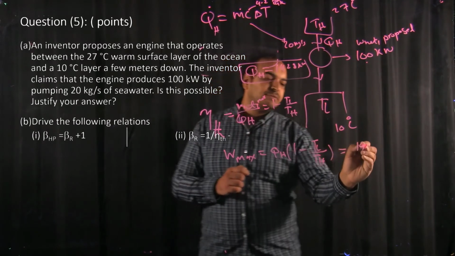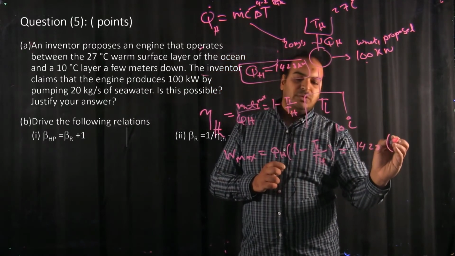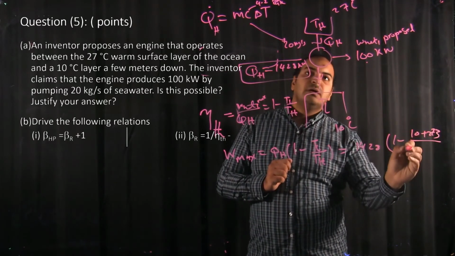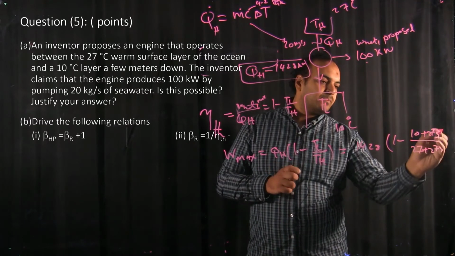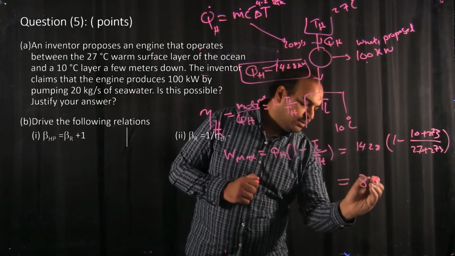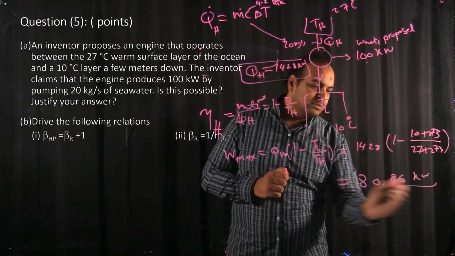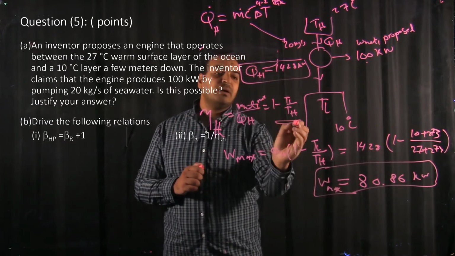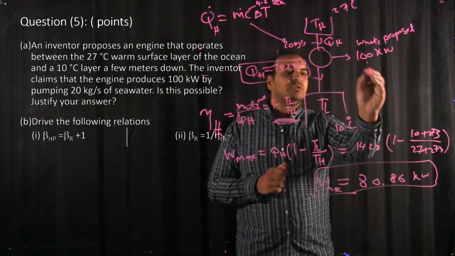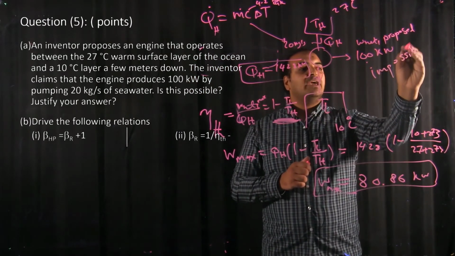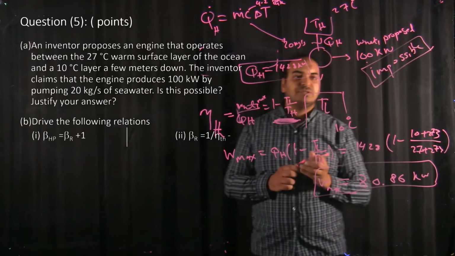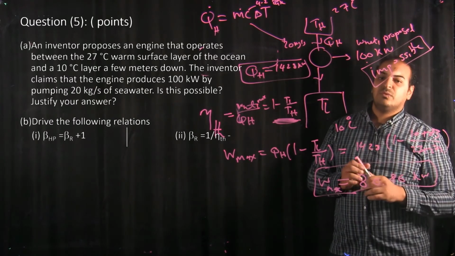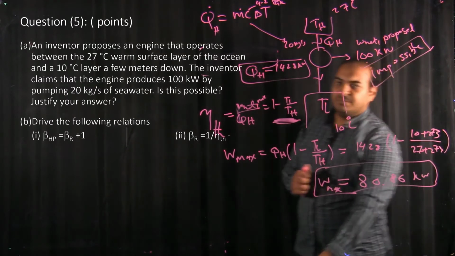Q high, we have it, 1,400 kilowatt. 1 minus T low over T high, and remember T low must be in Kelvin. It was Celsius. So you find that this is 80.86 or something kilowatt. This is the maximum I can get if I'm Carnot. That's impossible. He is lying. It's impossible to produce this work from this engine. The maximum I can get is 80.86 kilowatt. If you propose 100, you are not telling the truth. Simple.